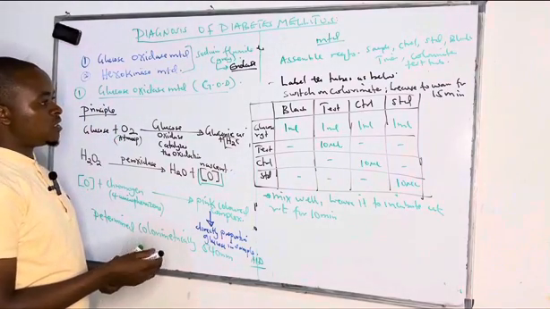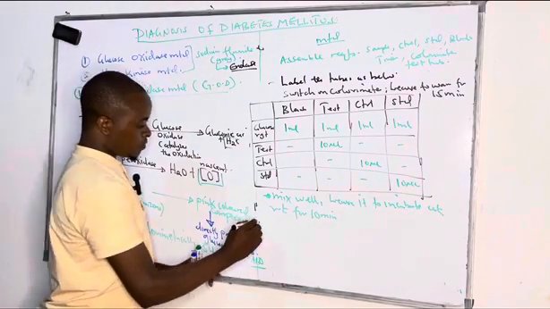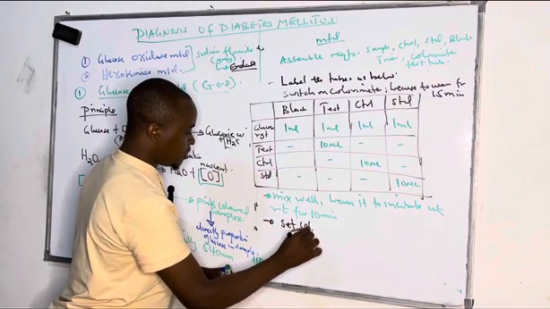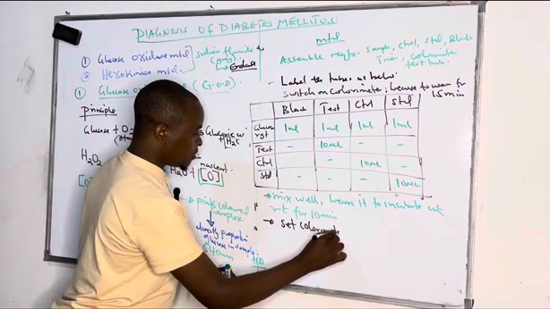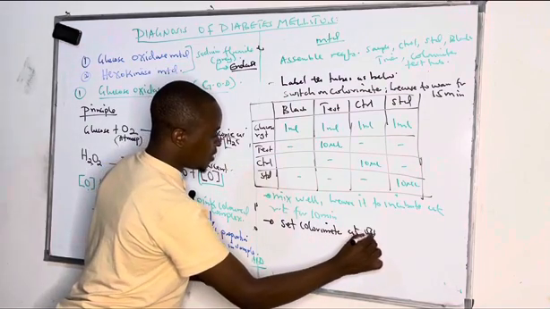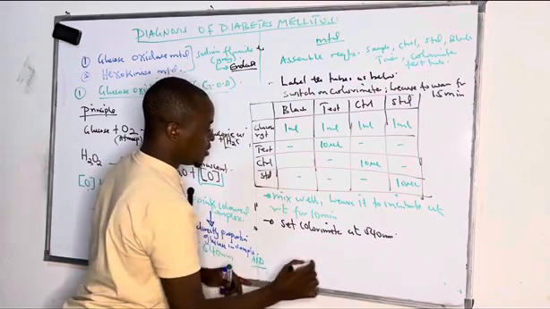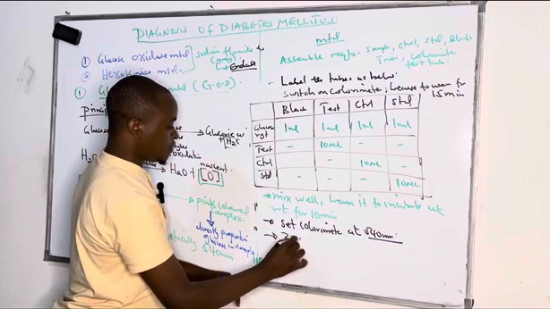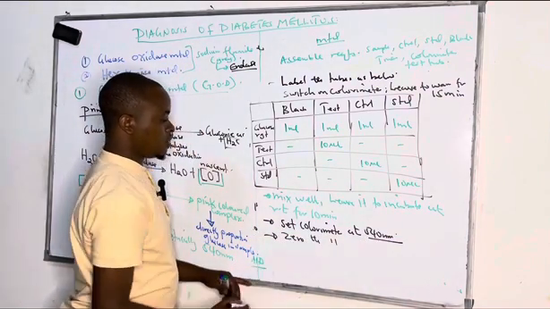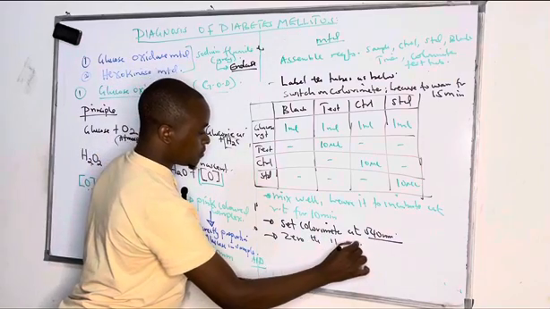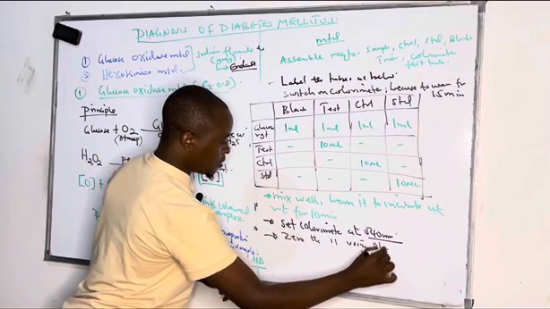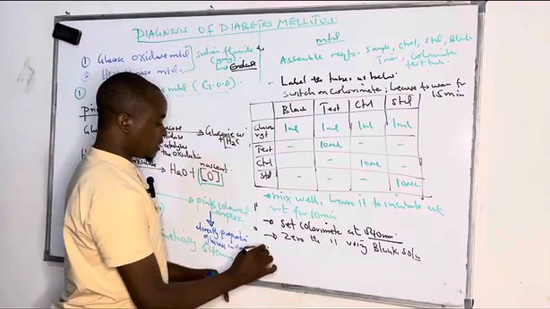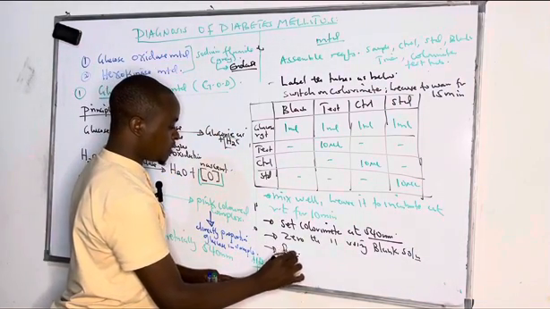After 10 minutes of incubation, you set the colorimeter at 540 nanometer wavelength. After setting it at this wavelength, you zero the colorimeter using blank solution, whereby blank solution contains glucose reagent only. Then after zeroing, you read the absorbances.